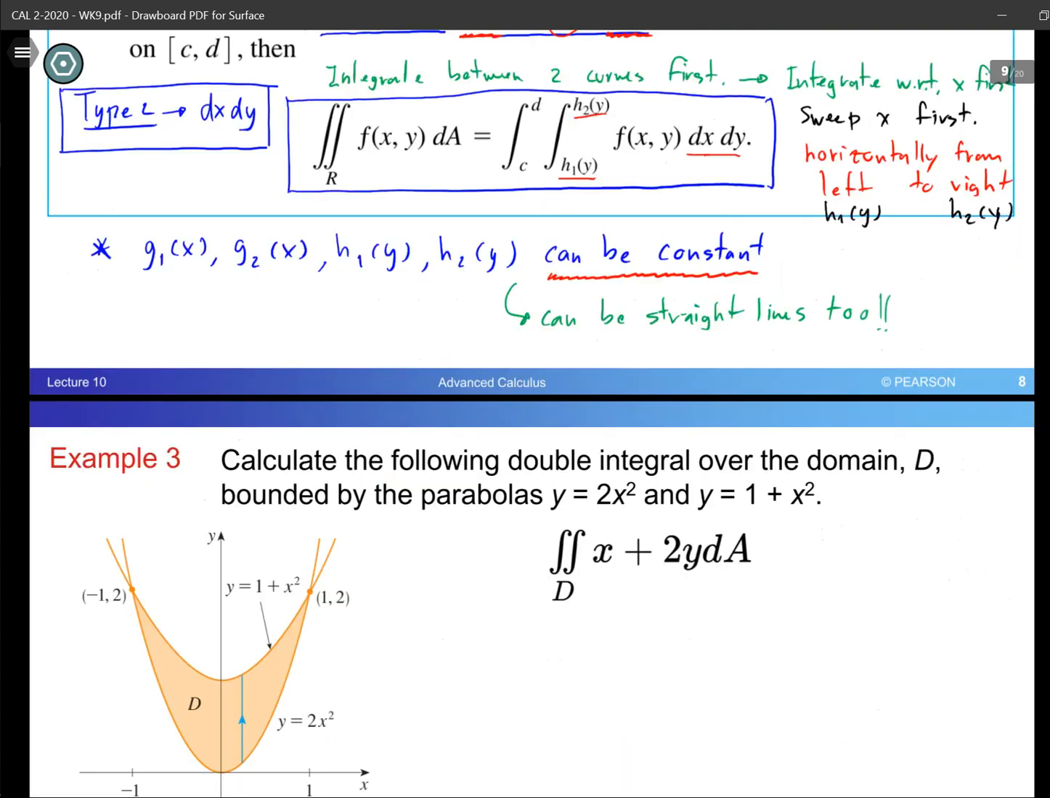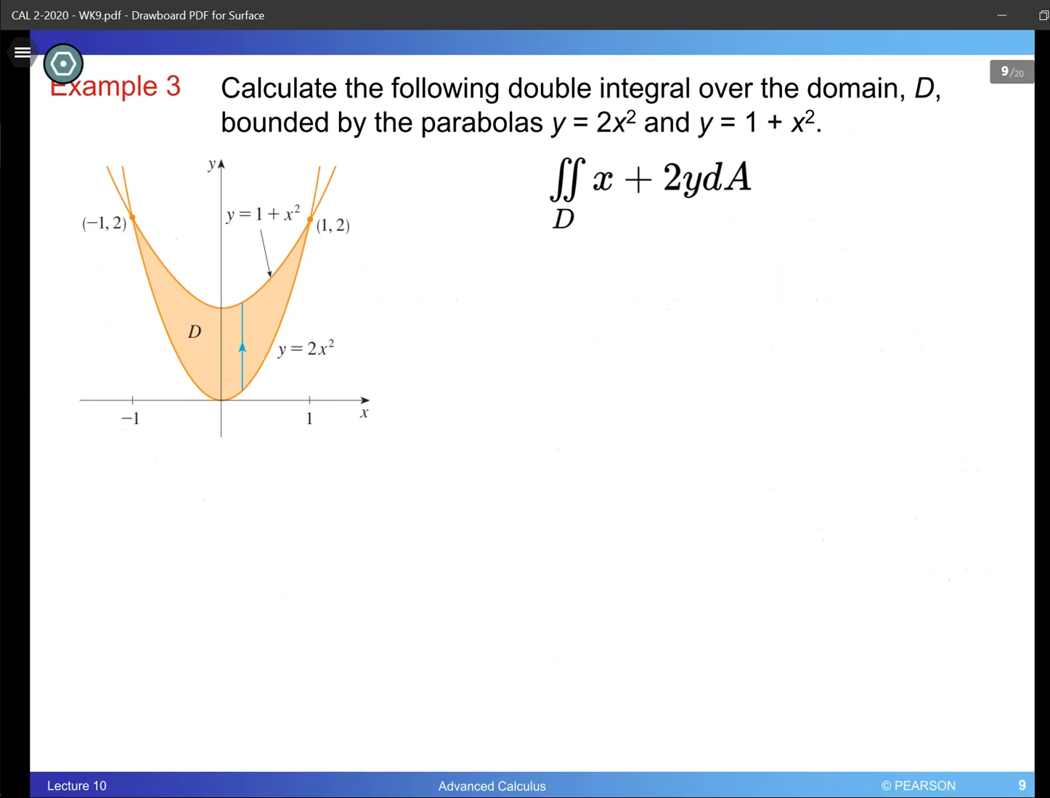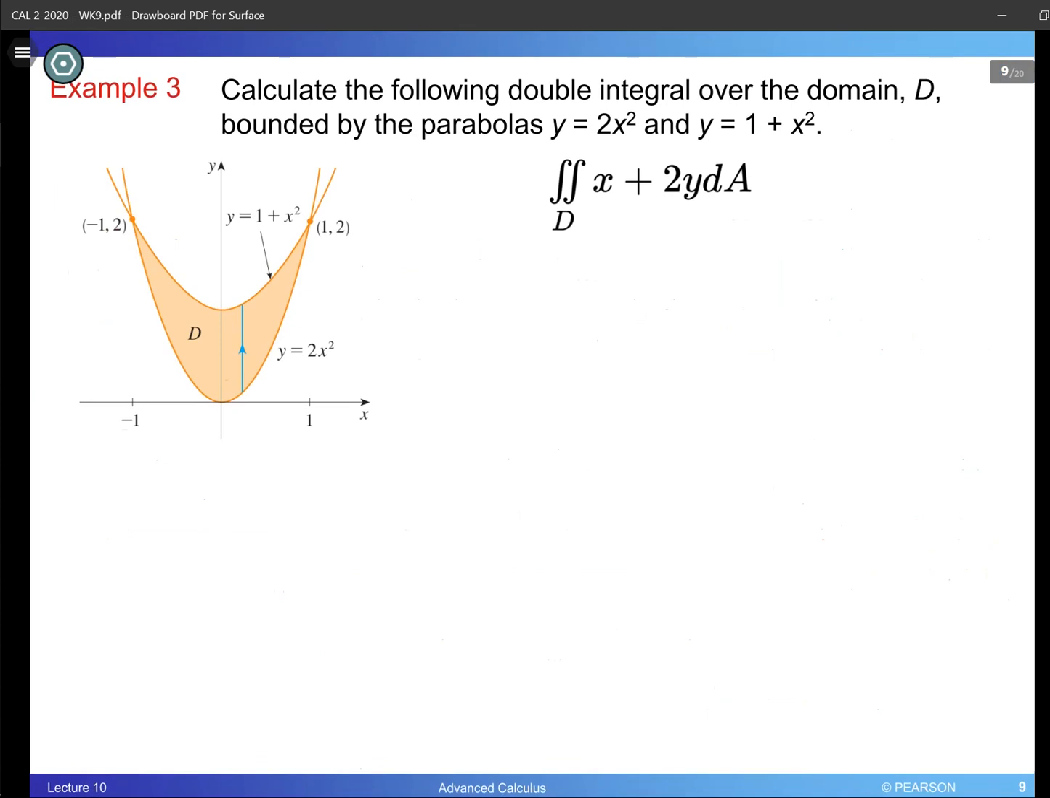So let's start with this example number 3 right here. Let's take a look at the information that we have. In this example, we are supposed to solve this double integral, this one right here. When you see this multi-variable function, right away we know that this is f of x and y equal to x plus 2y. Alright, and we are supposed to perform this double integration over an integration domain D.